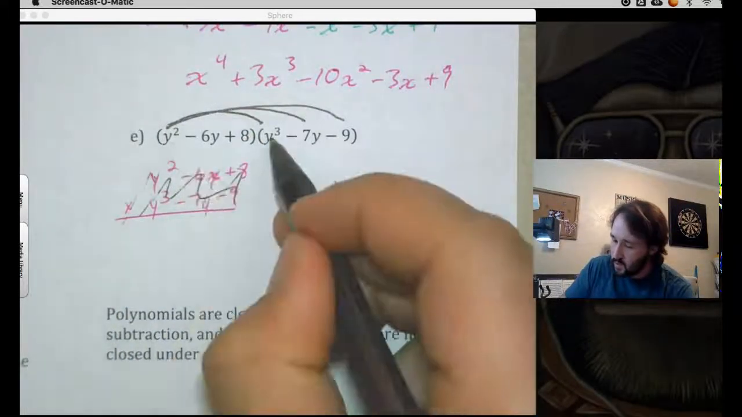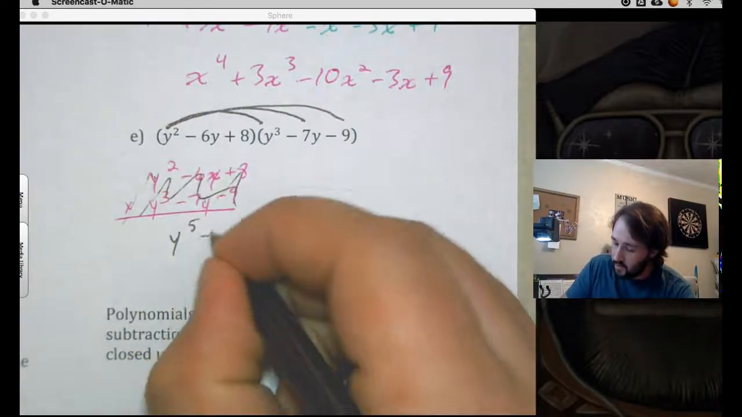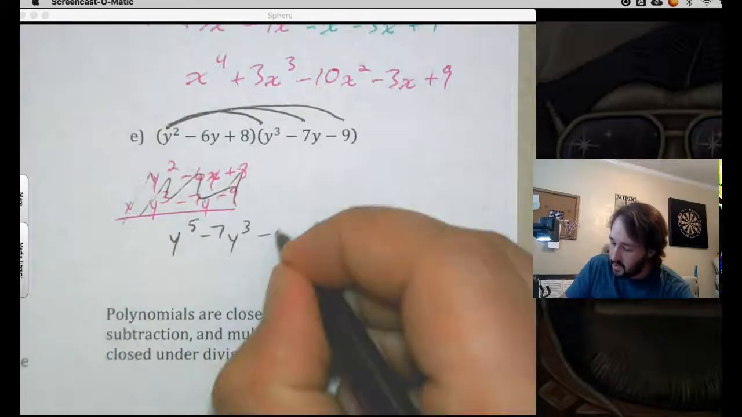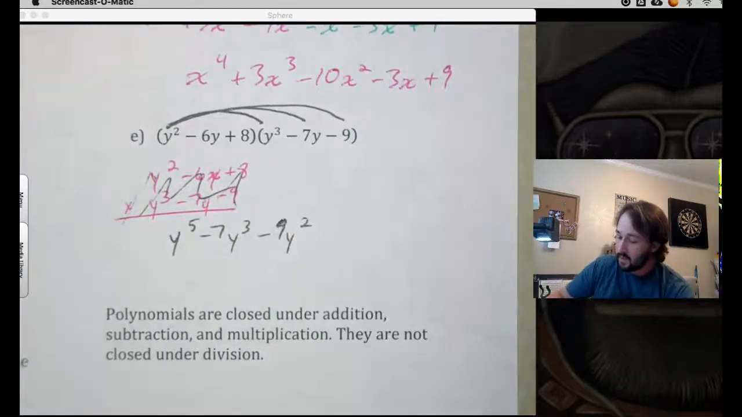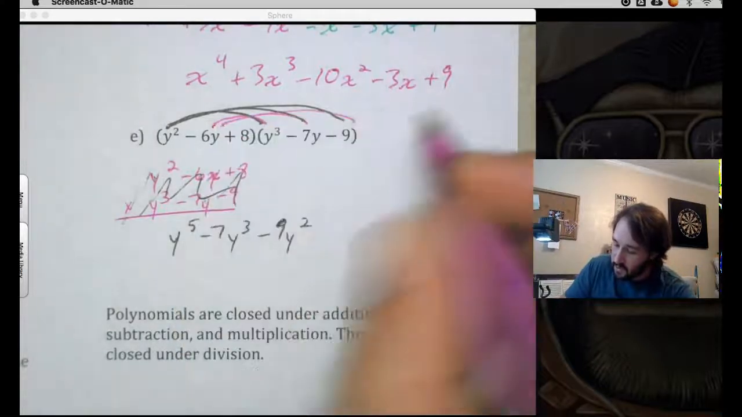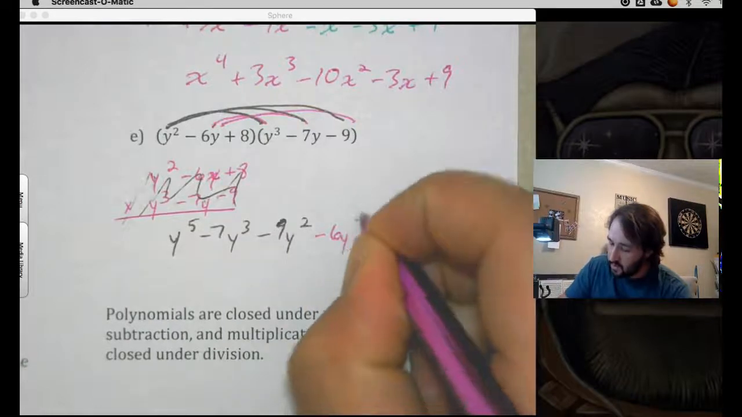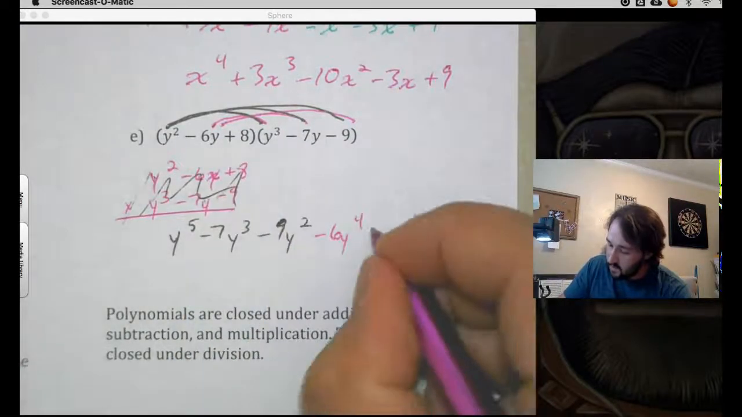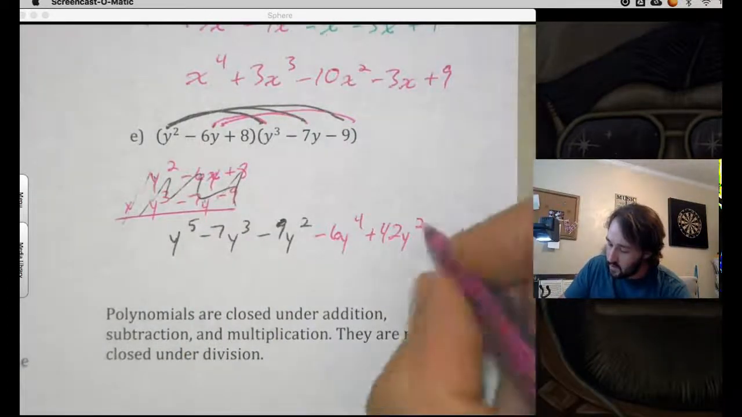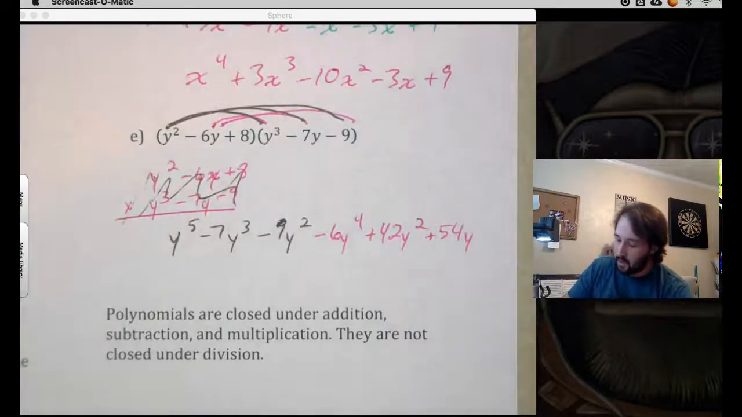So I have y squared times y cubed, which would give me y to the fifth. Y squared times negative 7y, so negative 7y to the third. Y squared times negative 9, so minus 9y to the second. Then I'm going to go through and distribute the negative 6y to all three terms. So negative 6y times y cubed would be negative 6y to the fourth. Negative 6 times negative 7 is plus 42y squared. And negative 6 times negative 9 is positive 54y.